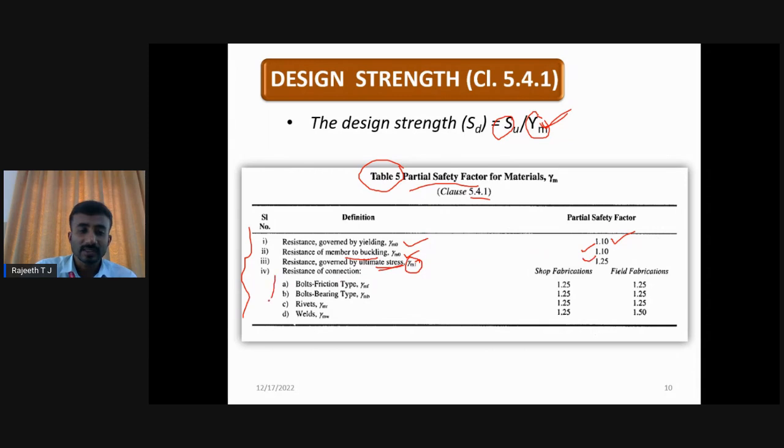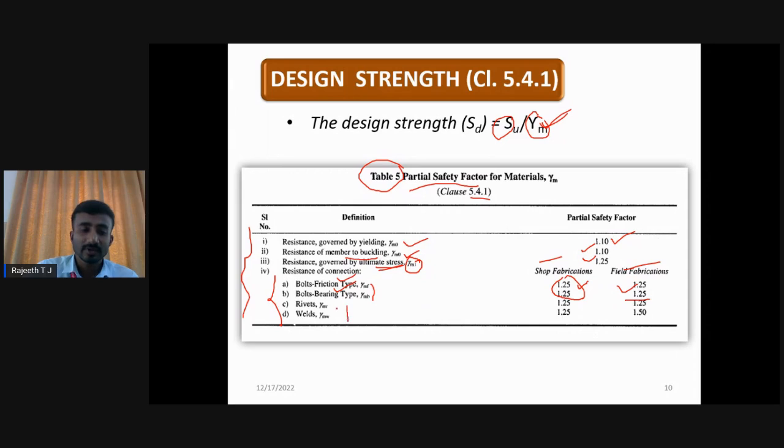With respect to connections, we all know that steel structures depend mainly on connections. If you go for bolts, again they have shop and field fabrication. For bolts, friction type and bearing type, that is gamma mf and gamma mb, we should always take 1.25. We can remember this.